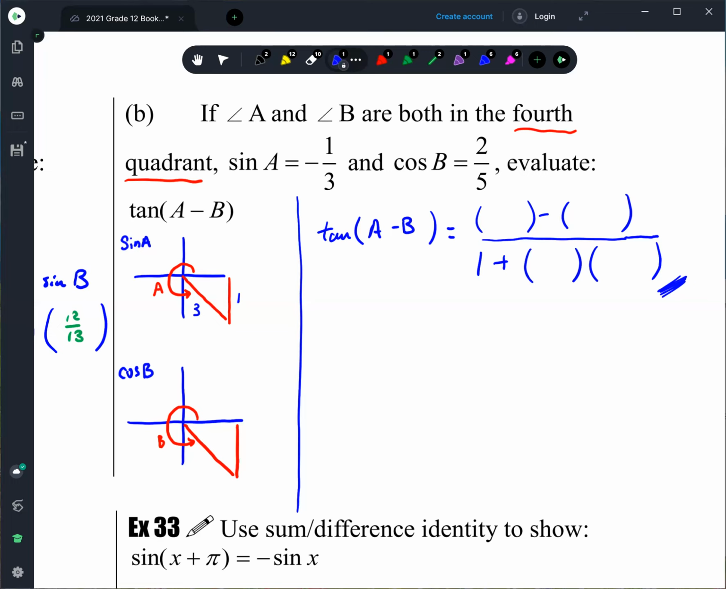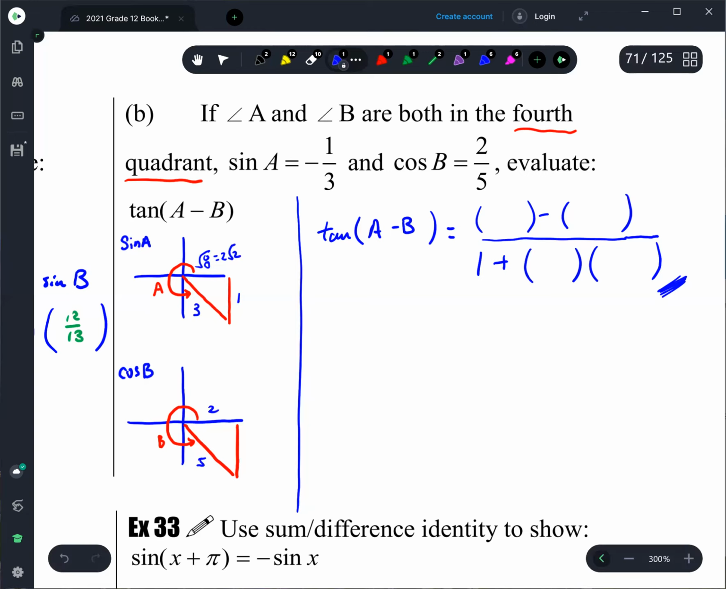Root 8. If it's root 8, you could simplify it, right? Do you know how to simplify that one? Is it 2 radical 2? Very good. Did you also finish cosine B for angle B? Yep. What are the 3 sides? Hypotenuse, 5, and 2 is the adjacent, and then I have root 21.